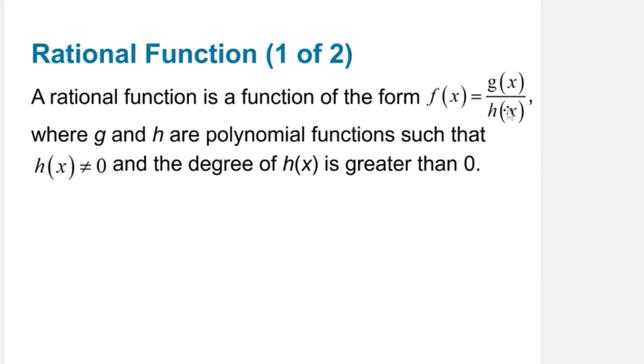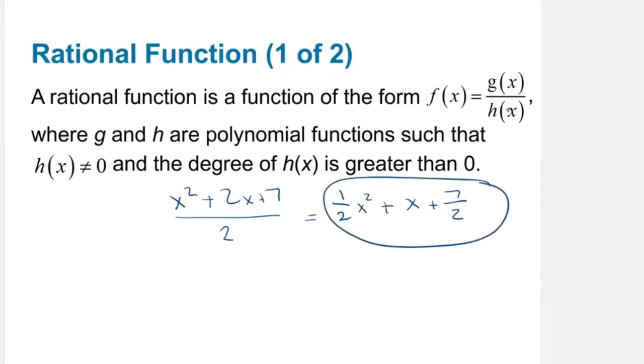For example, if I had x squared plus 2x plus 7 divided by something that's a degree of 0, let's say 2, I can separate this fraction into 3 terms, which is 1/2 x squared, plus 2x over 2, which is x, plus 7/2. And now that's a polynomial. If it has a constant, we don't consider it a rational function.